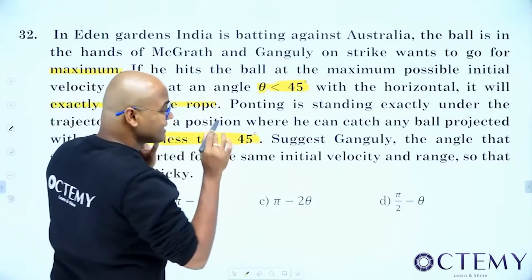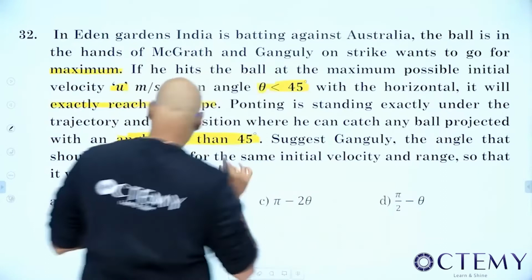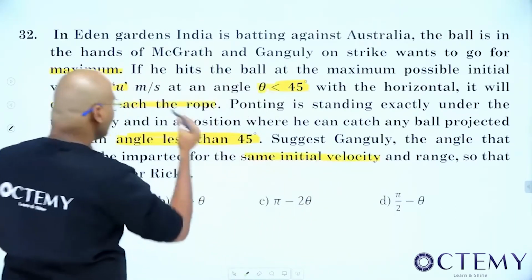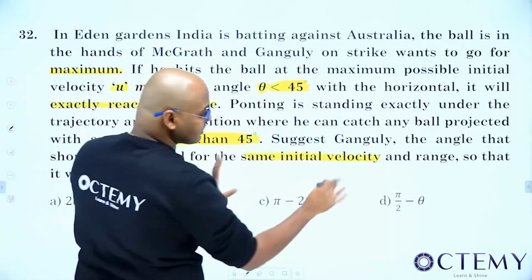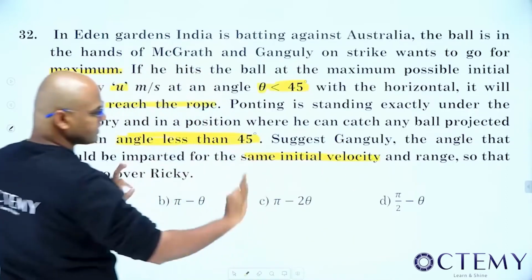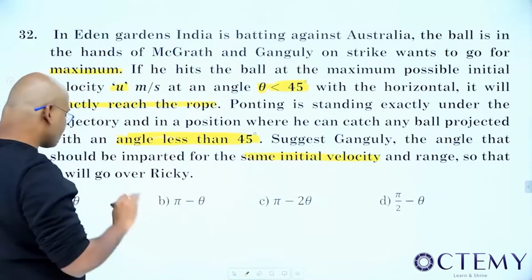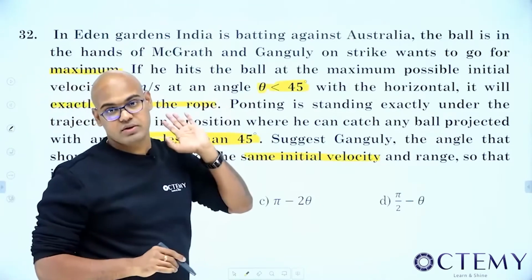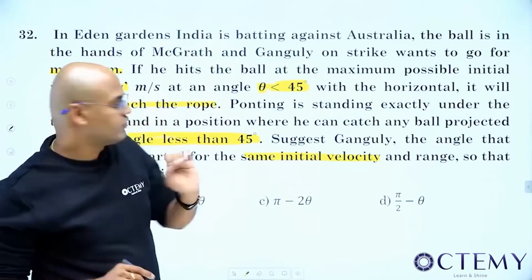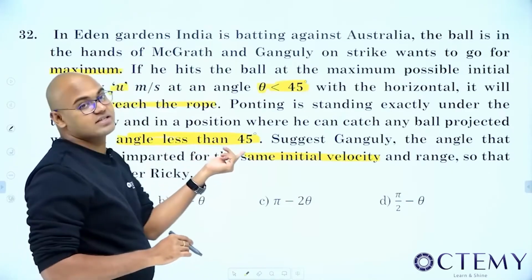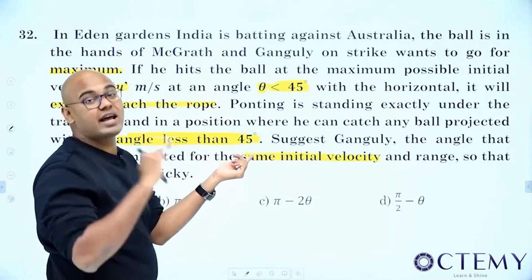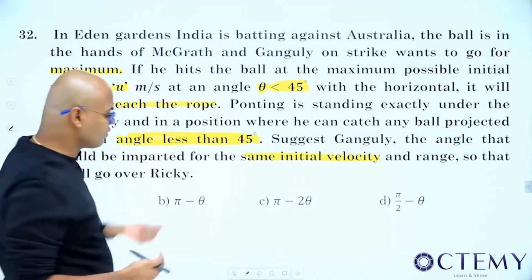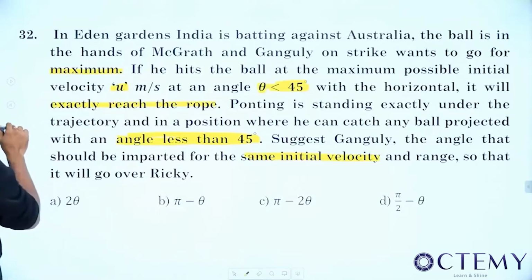Now he's asking, suggest to Ganguly the angle that should be imparted for the same initial velocity. He's not changing the velocity. What is the maximum he can give? He is giving the same velocity, and range also same. He wants that 6, the same range, so that it would go over Ricky. But I don't want Ricky to catch it. Ponting can catch it if it is less than 45. If I strike it above 45, then definitely Ricky cannot catch it, right? So now let us go and see. Please, all of you, see here.